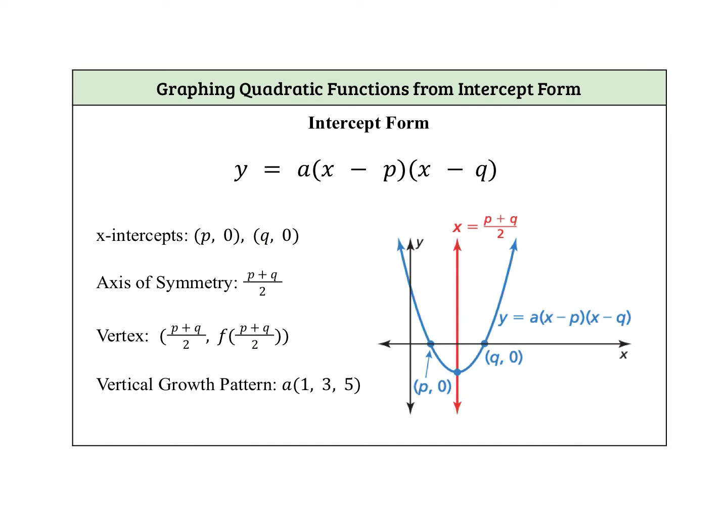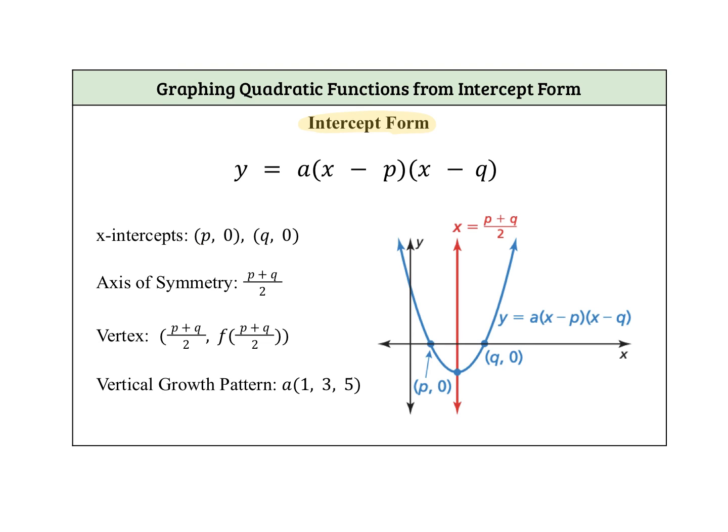All right, the last form we're going to talk about today is called intercept form. And it looks like this: y equals a times (x minus p) times (x minus q). So notice here that we have factors of binomials with x in them. It's called intercept form because when it's in this form, it's really easy for us to determine the x-intercepts. They would be at (p, 0) and (q, 0). So notice here it says x minus p, and the x-intercept is at positive p, so these are always going to be opposites. Whatever number you see inside your factor, the x-intercept will be at the opposite.